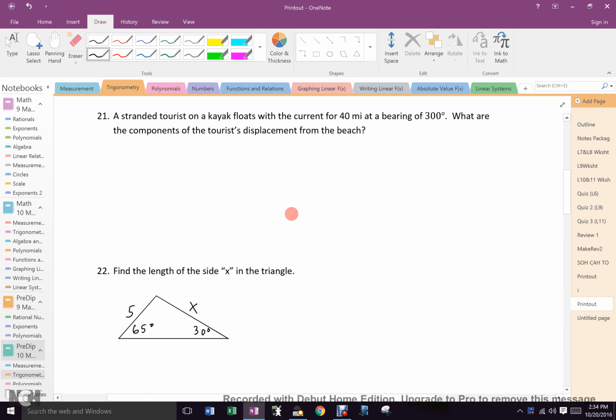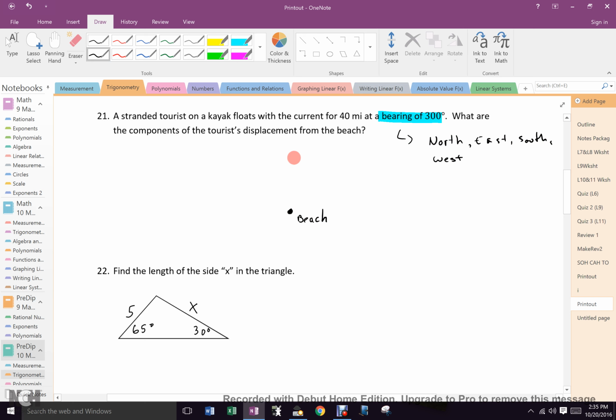So here's the beach. As soon as you see bearing, you should be thinking about north, east, south, and west. So here's the beach. He has drifted for 40 kilometers on a bearing of 300.